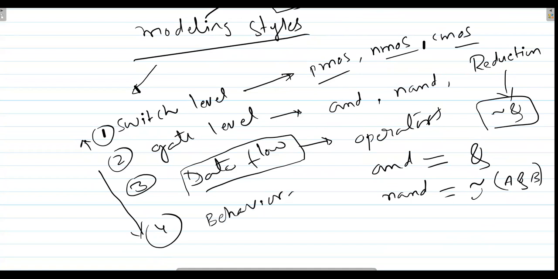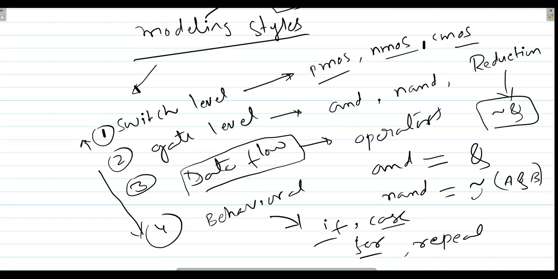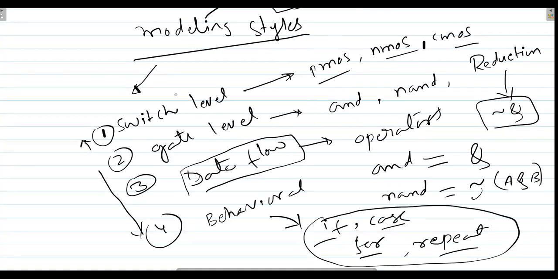So in this behavioral level modeling, you use if loops, case statement, if statement, for loop, repeat loop, all those things you will use here. The usage of this is not permitted in data flow or gate level or switch level. So behavioral level you can use. These are different levels of abstraction that Verilog provides us.